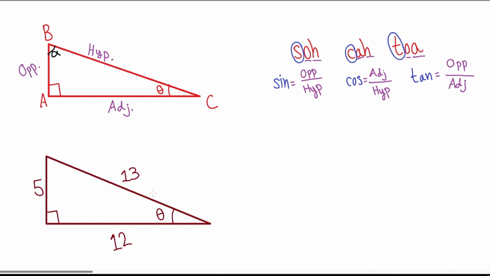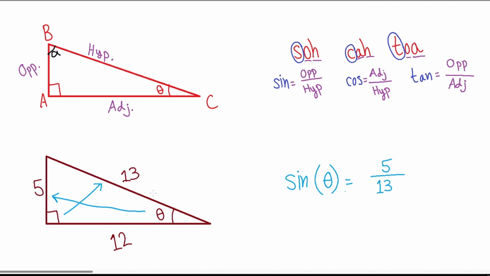So we're going to do sine of theta. The sine of the angle theta is equal to the opposite side, which would be opposite to theta, which would be the 5, over the hypotenuse, which is opposite of the right angle, which would be the 13.